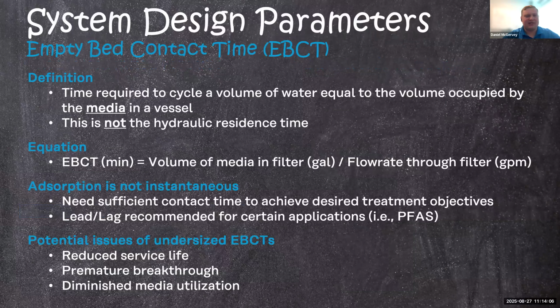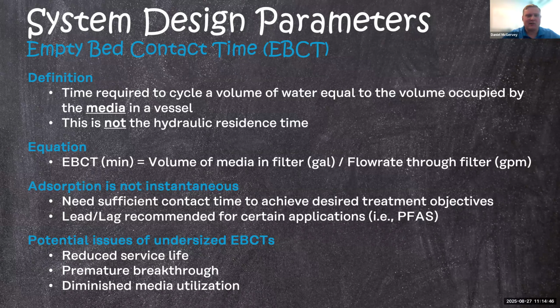So there are also a couple main system design parameters. As I mentioned, the diffusion can be a limiting factor. For carbon, this isn't an immediate process. It's not instantaneous that contaminants are being removed. And so there are a couple common parameters that we see to best utilize and make sure the carbon's working as effectively as possible. The first one is the empty bed contact time, or EBCT. And this is the time required to cycle a volume of water equal to the volume occupied by the media in the vessel. And this is not exactly the hydraulic residence time. This is more of a simply calculated value in this equation below.